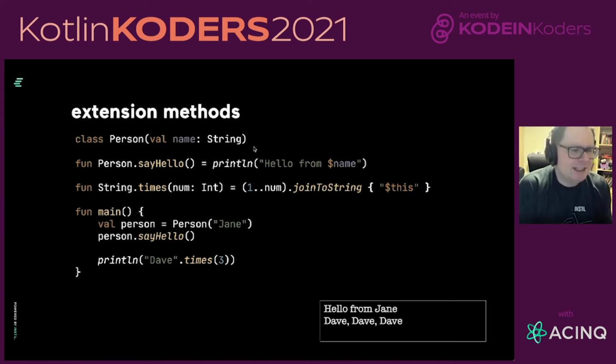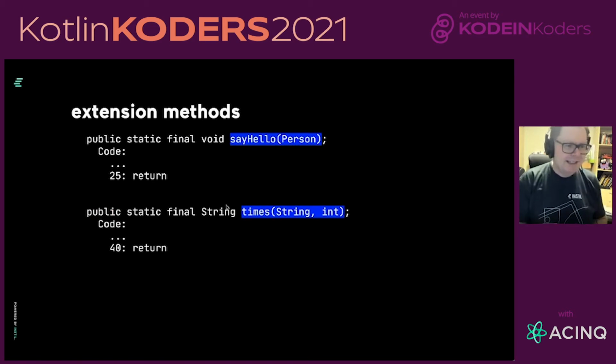So let's take our person class and we'll extend it with say hello, just like this. And let's take the string type and extend it with times. Whenever you're maintaining and working with other people's code, as you know, extension methods are absolutely brilliant for raising the level of abstraction and making things more convenient and so on. But again, it's just a lie.